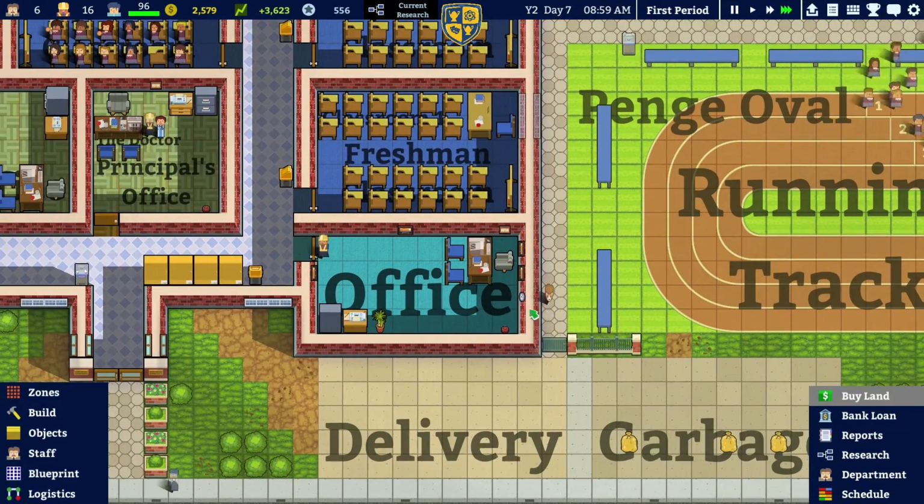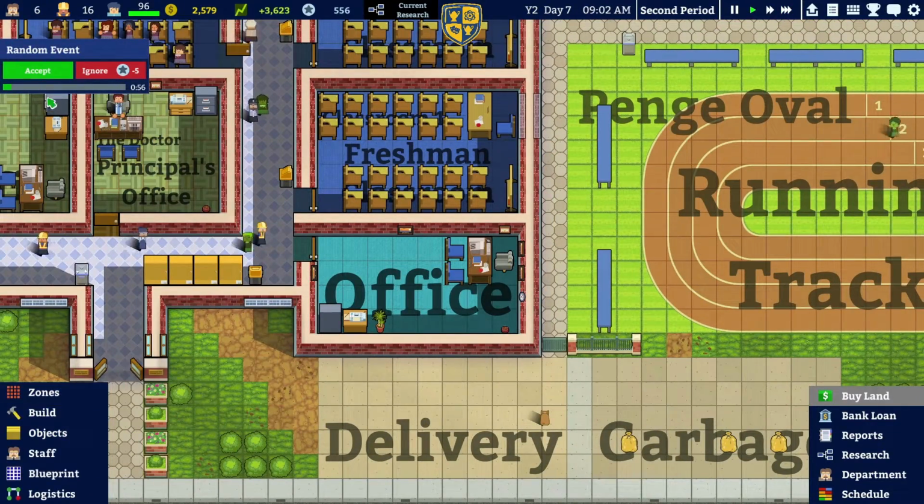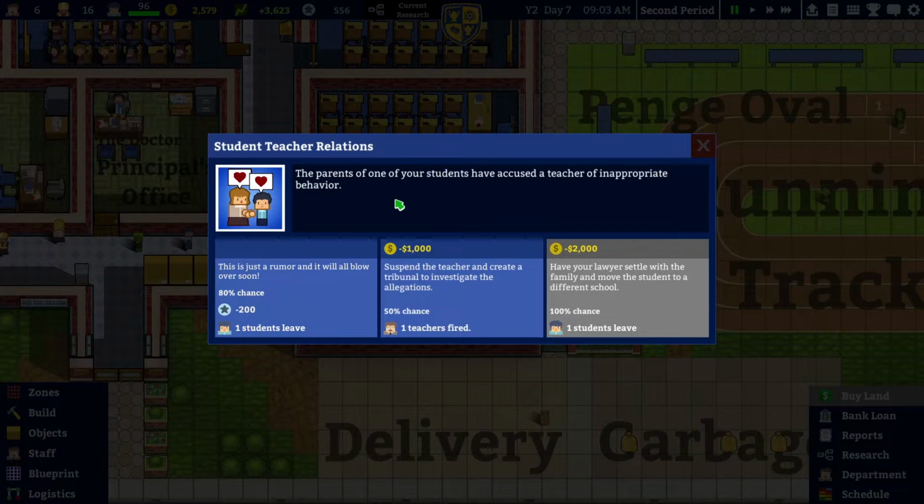They've put all the fancy things on the walls. Right. Oh, random event. Absolutely. The parents of one of your students have accused a teacher of inappropriate behaviour. Oh dear. This could be somewhat terrible, couldn't it? This is just a rumour and it will all blow over soon. 80% chance. There's an 80% chance we could lose 200 reputation. Oh my goodness me. And a student leaves, 1,000 monies to do this one. Oh, that's going to stop us doing anything else the rest of the day.